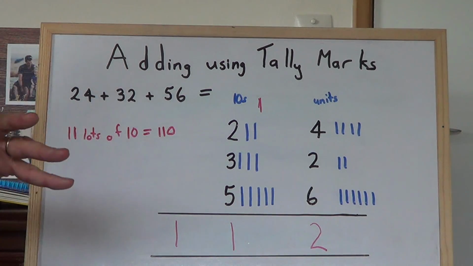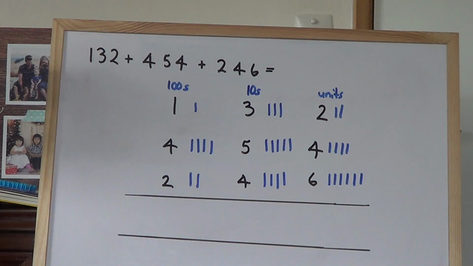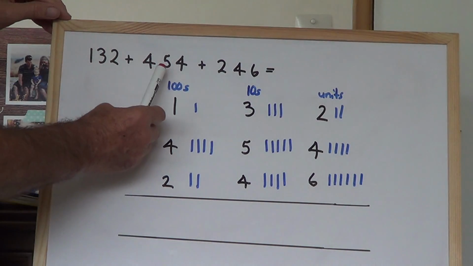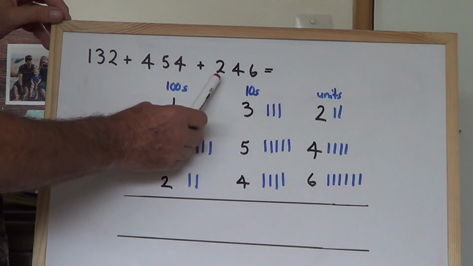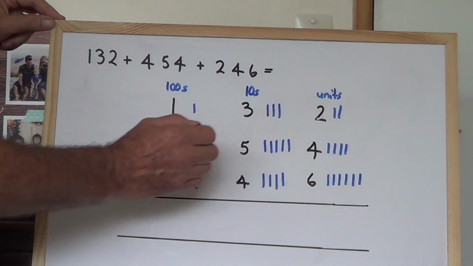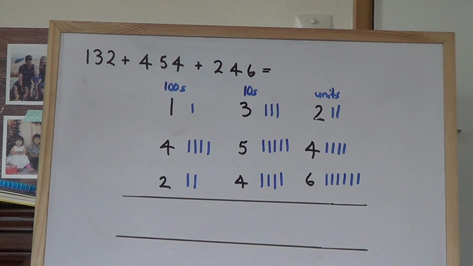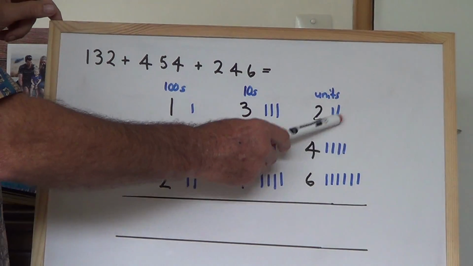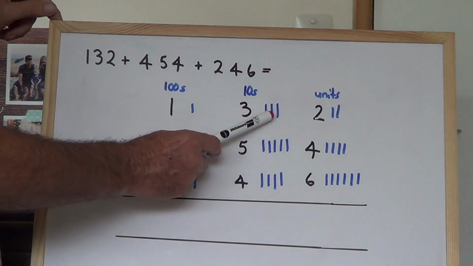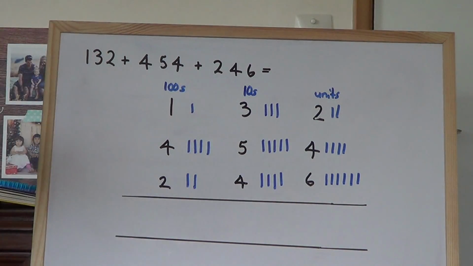Now we're going to move to a 3-digit number. And we're going to do the same thing. Here it is, 132, 454, 246. So first of all, we write them out vertically. There, 132, 454 and 246. Then we put in the tally marks. 6 there, 4 there, 2 there. 4 there, 5 there, 3 there. 2 there, 4 there and 1 there, and then we add them up.